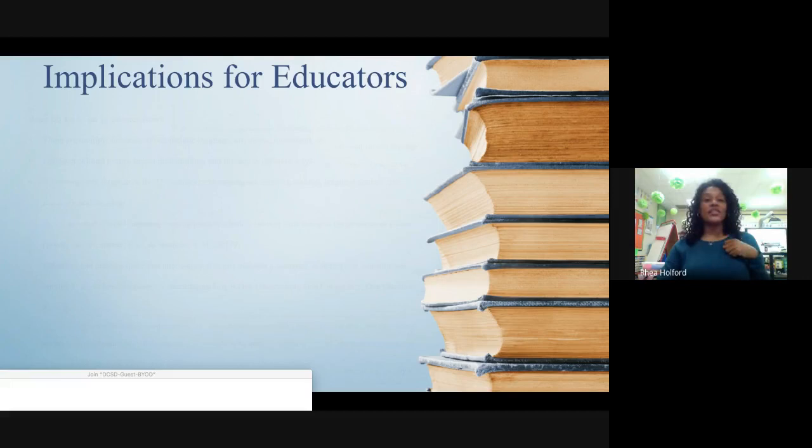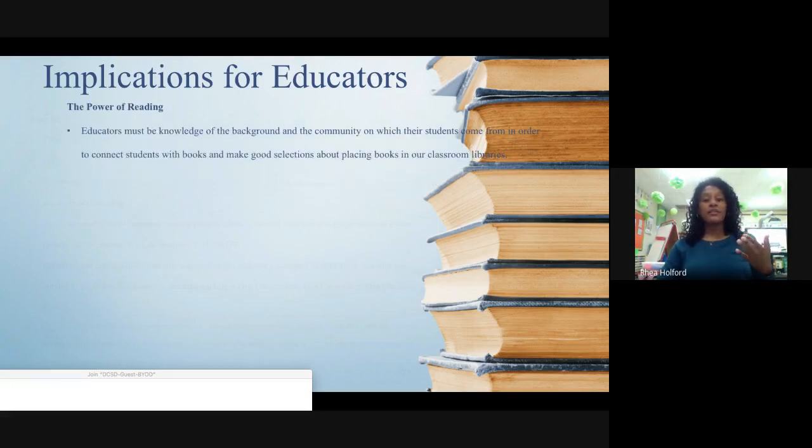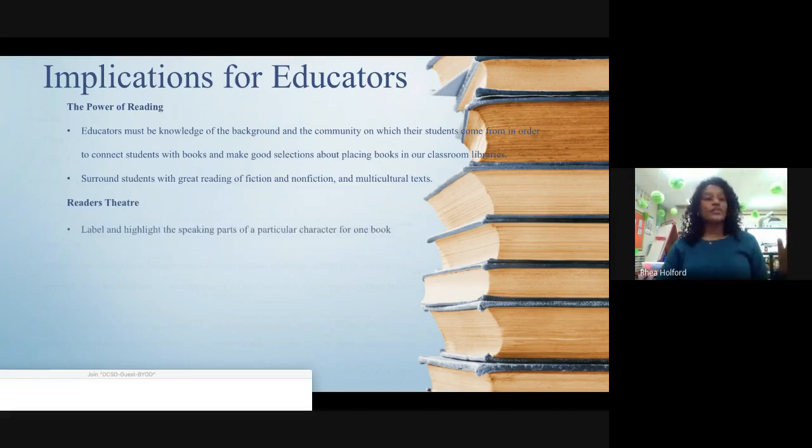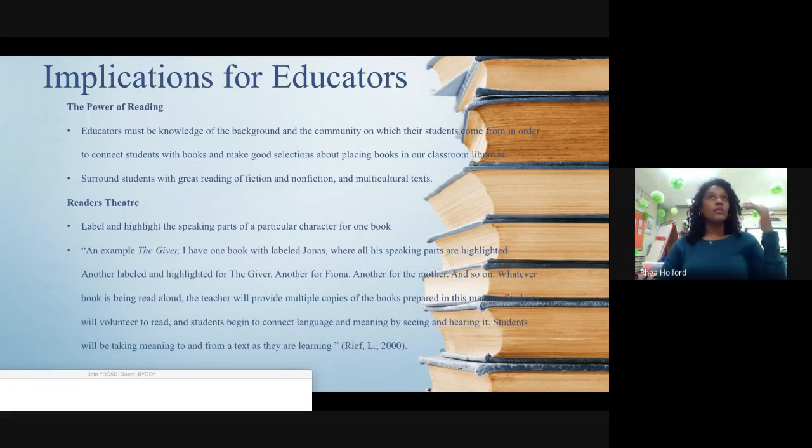Implications for educators. The power of reading. Educators must be knowledgeable of the background and the community the students come from in order to connect students with books and make good selections about placing books in our classroom libraries. Surround students with great reading of fiction and nonfiction and multicultural texts, such as Reader's Theater. This was a great example. Label and highlight the speaking parts of a particular character for one book. This can be used with older kids, like I would say 3rd and up. An example, The Giver.